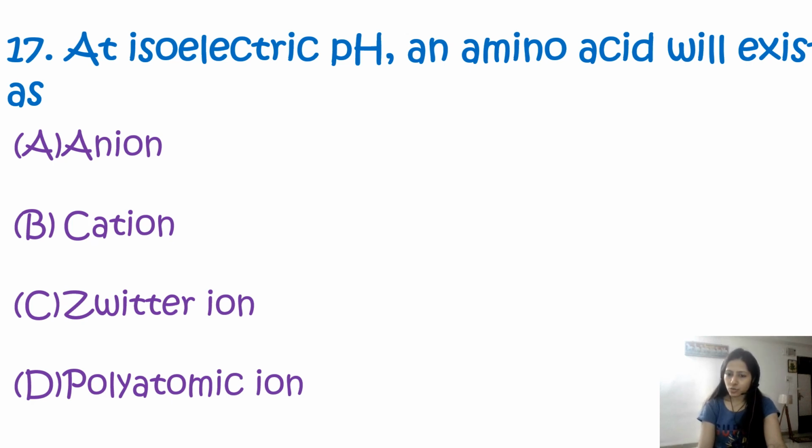So at the isoelectric pH, what happens? The amino acid acts as a zwitterion, which has both positive as well as negative charges, which balance them. That is why at isoelectric pH, the amino acid will exist as option number C, that is zwitterion. So option number C will be my correct option.